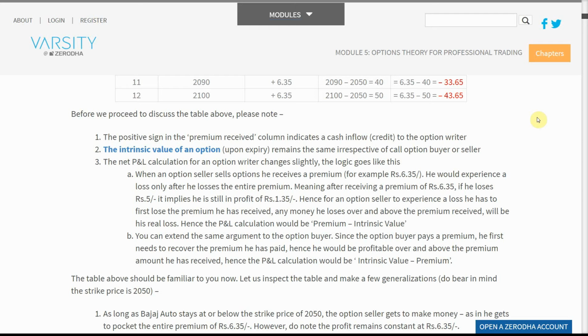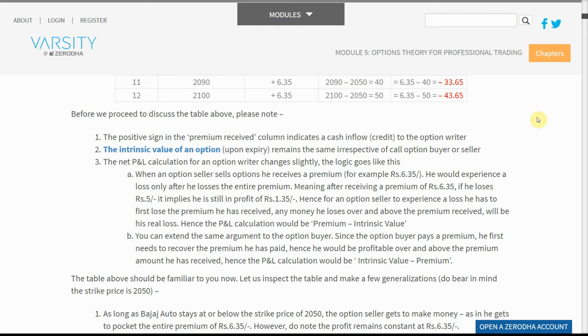When an option seller sells options, he receives a premium, for example 6 rupees and 35 paise per share. He would experience a loss only after he loses the entire premium. If he loses 5 rupees per share, it implies he is still in profit of 1 rupee and 35 paise per share. Hence, for an option seller to experience a loss, he has to first lose the premium he has received. Any money he loses over and above the premium received will be his real loss. Hence, the P&L calculation would be premium minus intrinsic value.